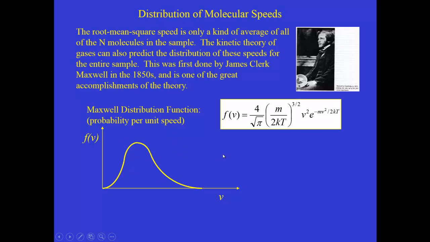And what we showed in the previous slide was the average value of the square of these velocities, and you can also calculate, if you find the value of v that corresponds to the peak in this function, you can also find the most probable velocity for gas molecules at a particular temperature. And you'll have some practice doing that on a homework assignment.